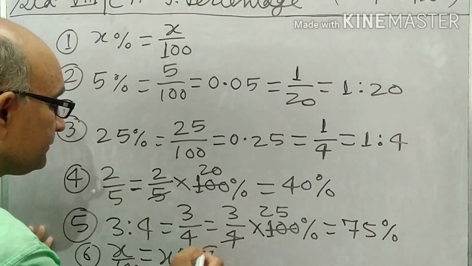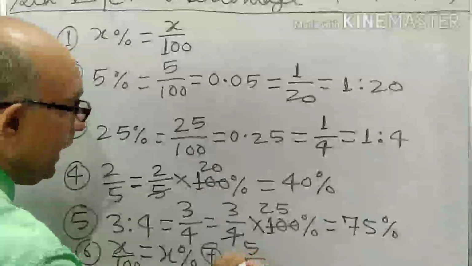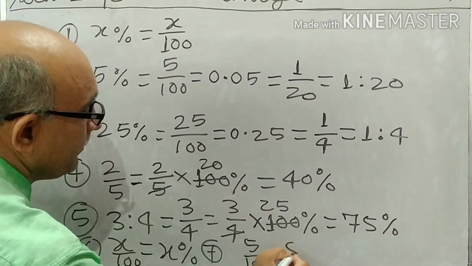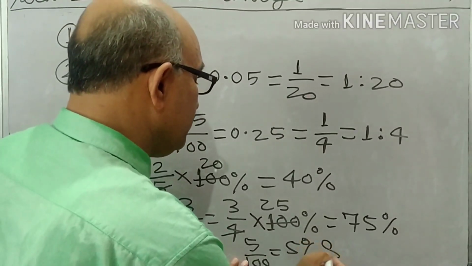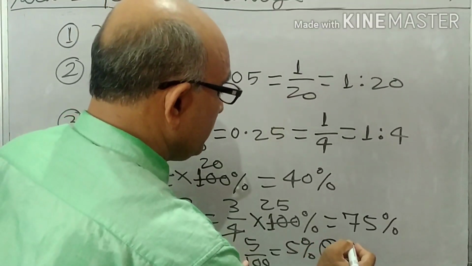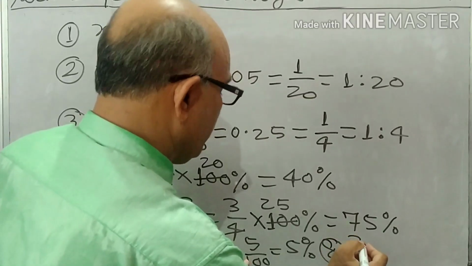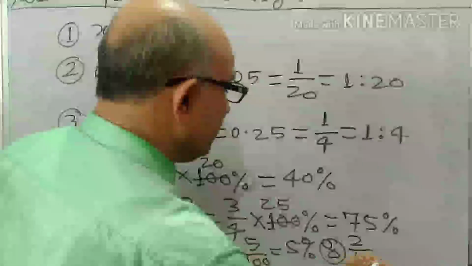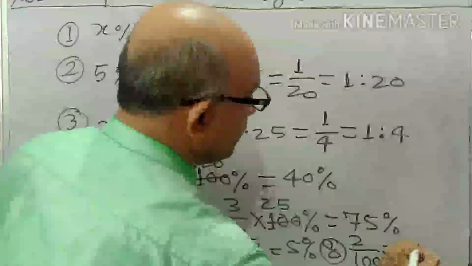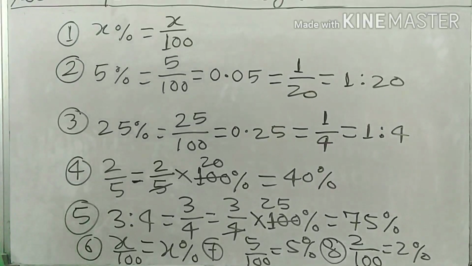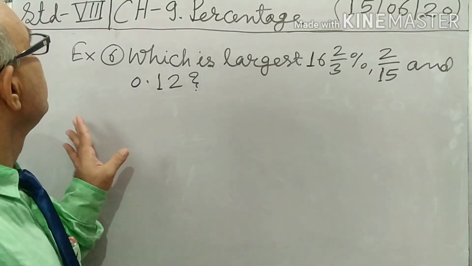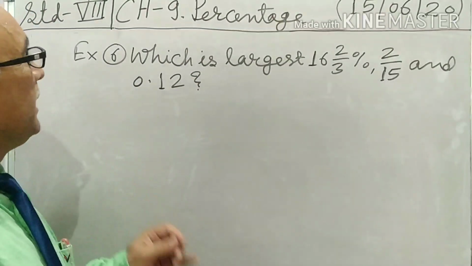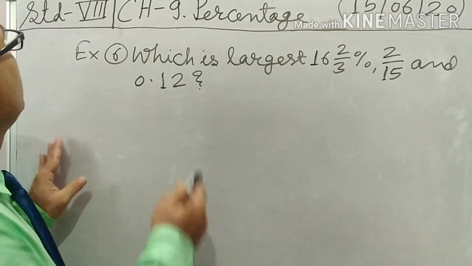One thing: when x by 100 is given, that means x percent. If 5 by 100 is given, that means 5%. If 2 by 100 is given, that means 2%. Write it. Students, now I shall solve examples of exercise 9A.